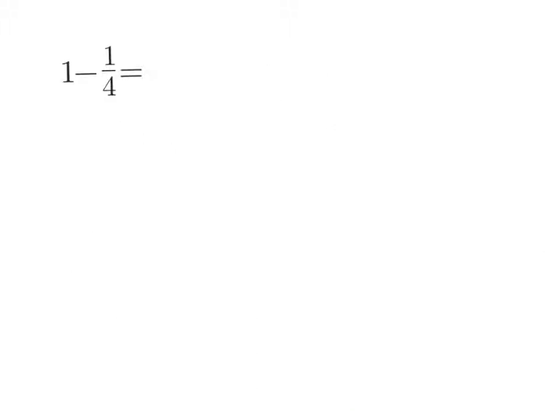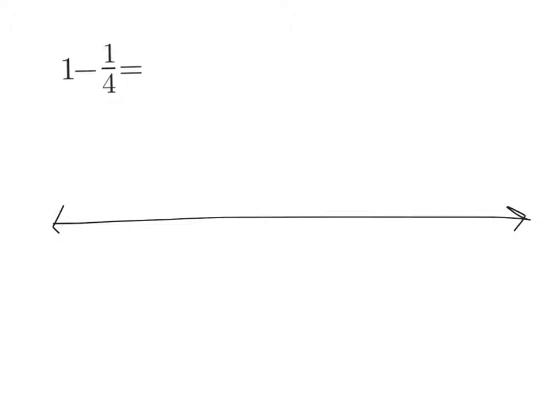Here's how you use a number line to show subtraction. First, you'll need a number line. So go ahead and write down 1 minus 1/4. And here's my number line. If this is 0 and this is 1, what number am I starting at in this problem? Should I start at 0 and move this way? No. Should I start at 0 and move this way? No. What number am I starting at? 1. So I'm going to start my movement here at 1.